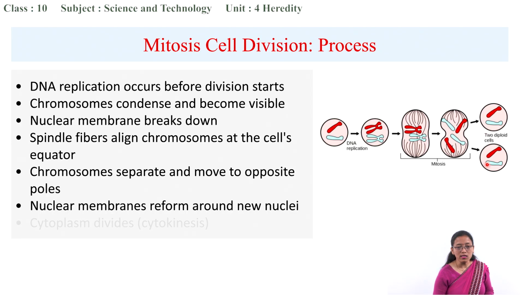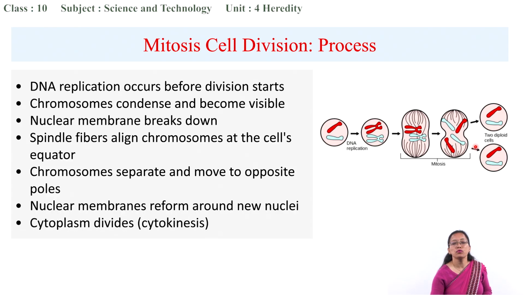Then the cytoplasm will divide, where cytokinesis takes place. All the above stages are the karyokinesis stages. At last, after completion of karyokinesis, when two nuclei are formed from the single nucleus, the cytoplasm will divide and form two daughter cells, that is called cytokinesis. In this way, mitosis cell division takes place. This is the process of mitosis cell division.